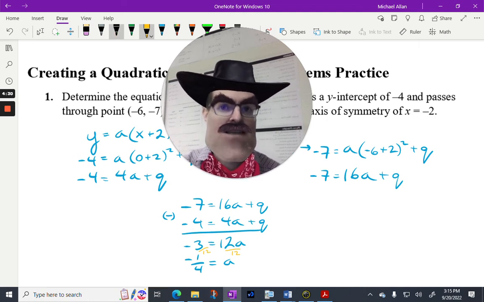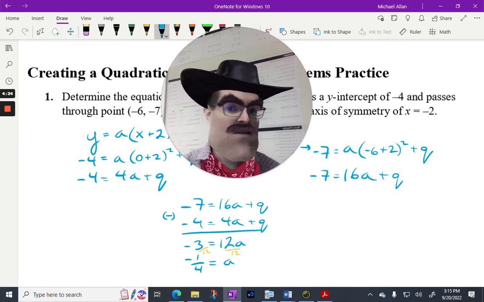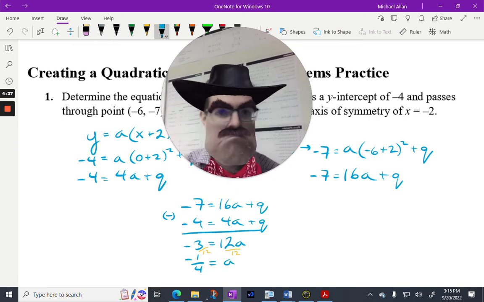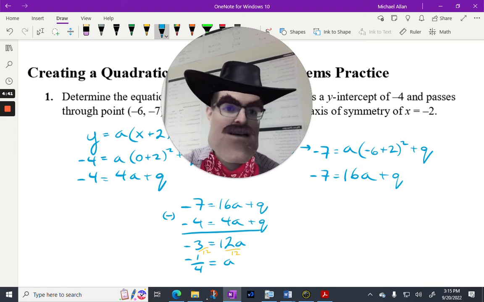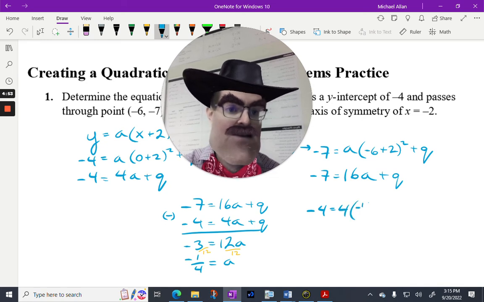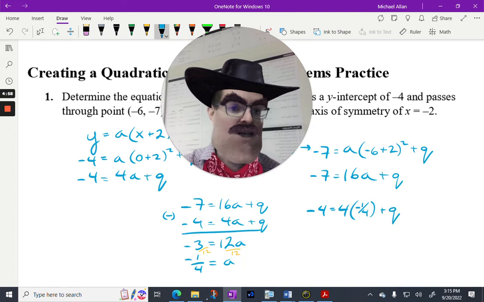So we're going to put this a value into one of these two equations. Now I'm looking at these, both will be about the same difficulty. I'm going to use the one with the 4a in it, the smaller number. So I'm going to put this a into this first equation we created. So I'm going to go negative 4 times my a value, which we just found, and then plus q.